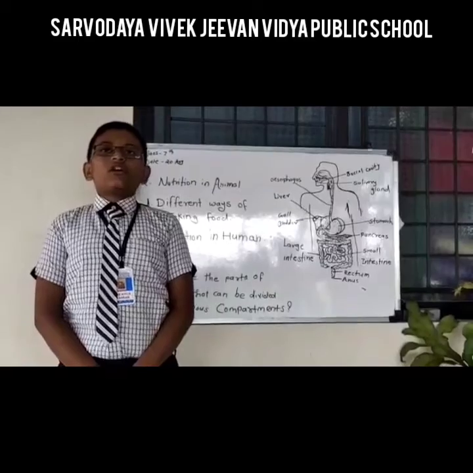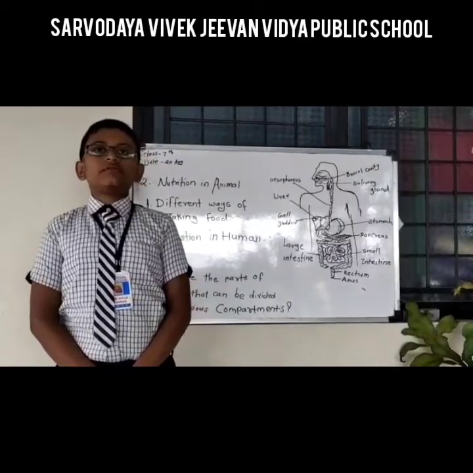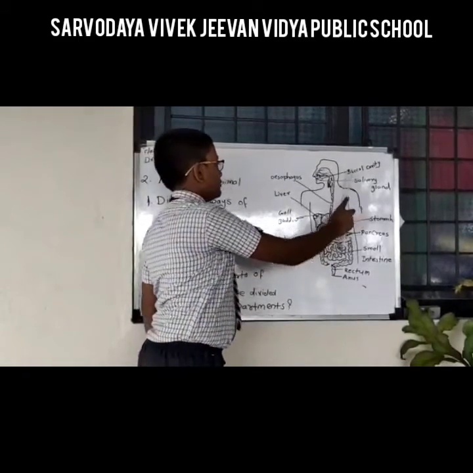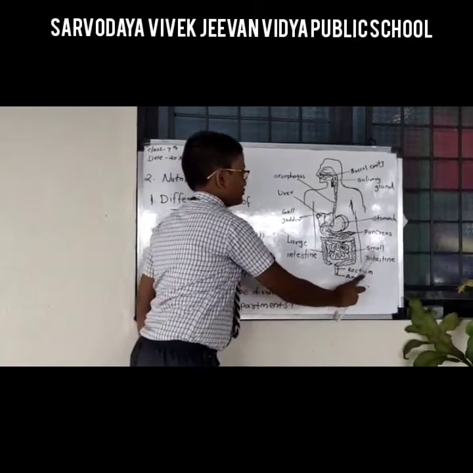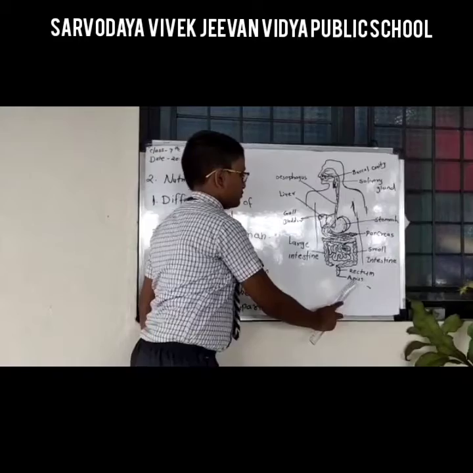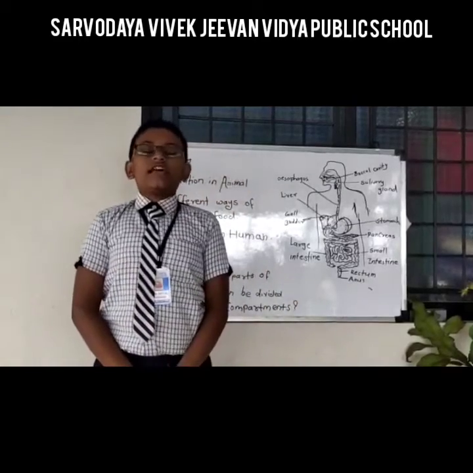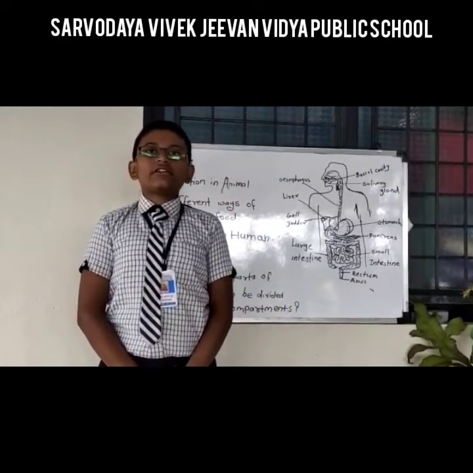Students, tell me what are the parts of digestive system? Sir, buccal cavity, esophagus, stomach, large intestine, small intestine, rectum and anus. Students, tell me which are the parts of associated glands?